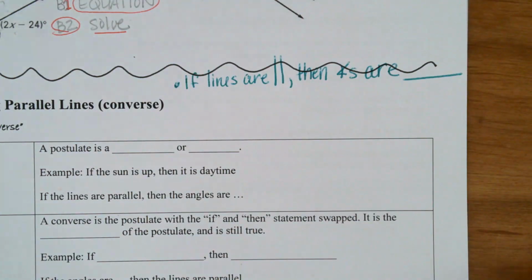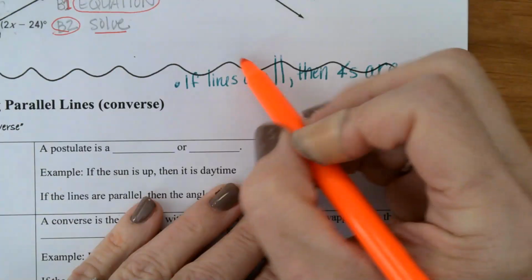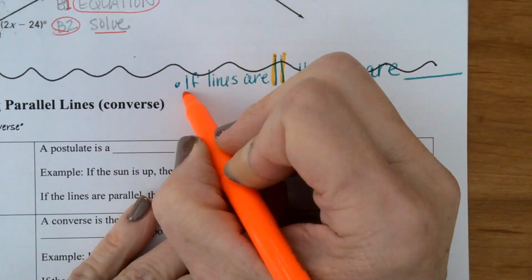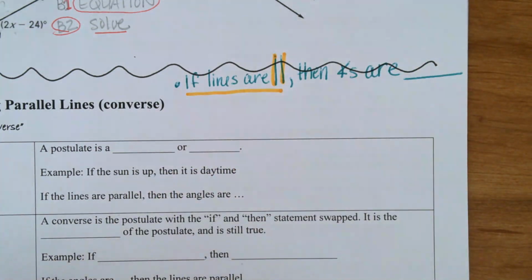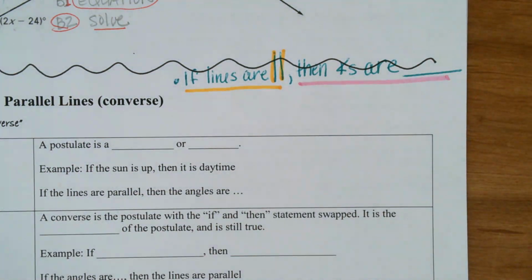So this is what we've been doing up to now. We started with parallel lines, and parallel lines created certain types of angles. So, okay, if the lines are parallel, then the angles are whatever their relationship is. Okay, so our warm-up was a lot like that.